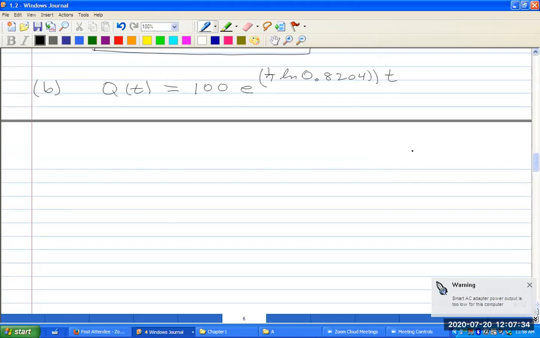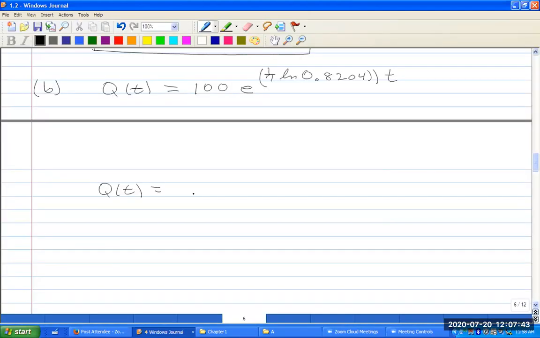So I wrote this as Q(t) equals e to the ln 0.8204 to the power t over 7. Sorry about this, the computer's having a little bit of mental problems.